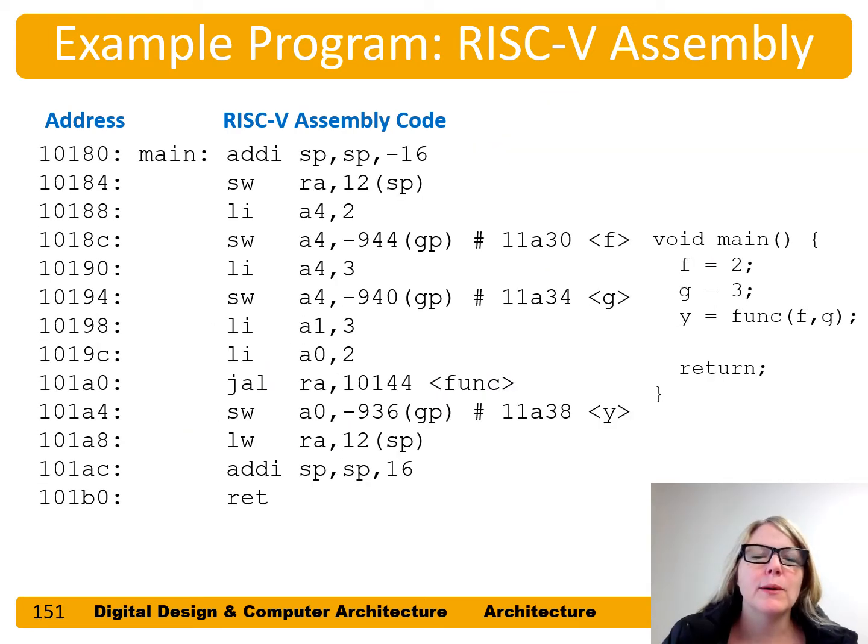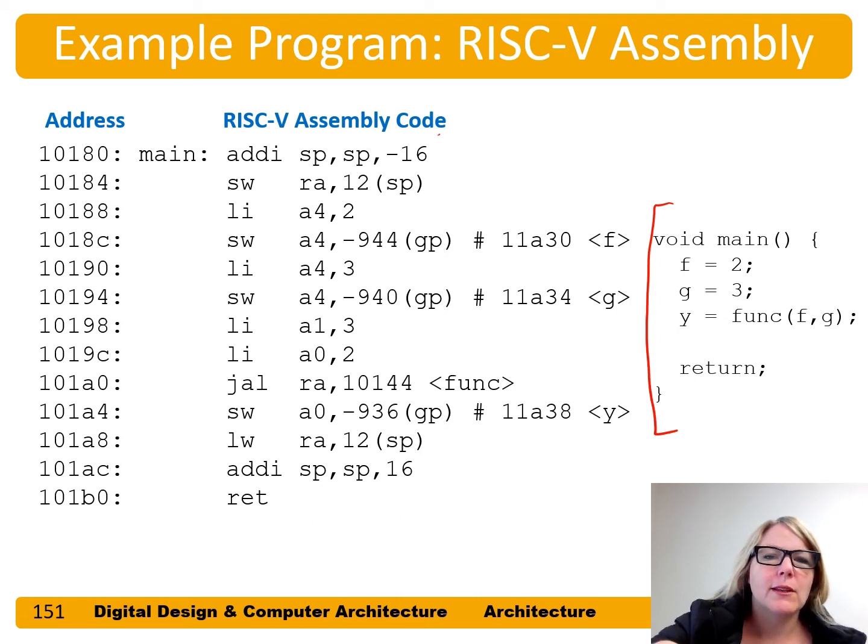Here's the main function compiled into RISC-V assembly code, and here's the high-level code on the right for your reference. So first, the main function makes room on the stack and then stores the return address on the stack. It's going to call a function, so it's a non-leaf function. And then it loads the constant 2 into A4.